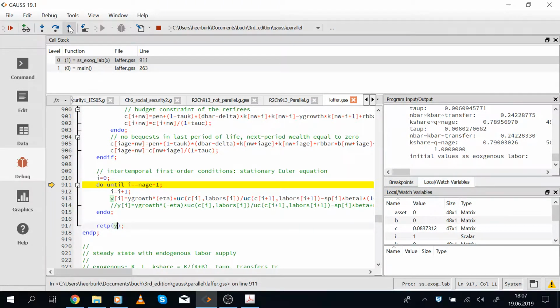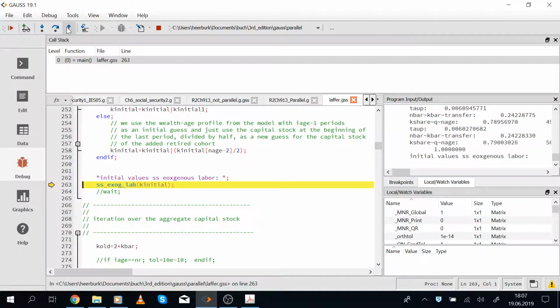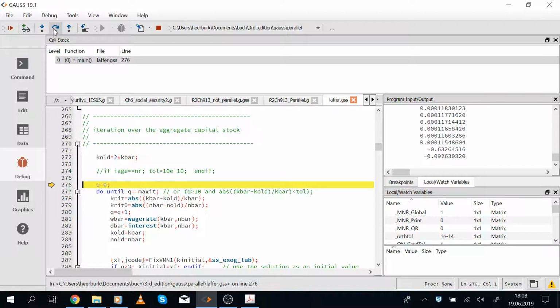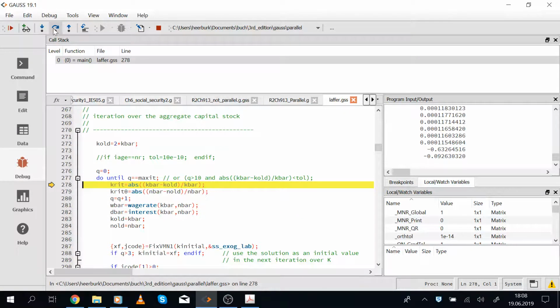You see marginal utility again, and we return out of this procedure SS exogenous labor, and this completes our computation of the nonlinear 45 equations in this case. Okay, so this was a check to see if the procedure SS exogenous labor is in fact computing the correct output, the correct returns. Now we do the iteration over the aggregate capital stock.